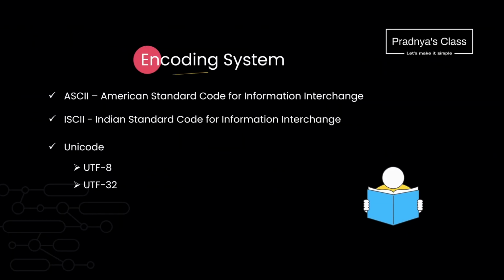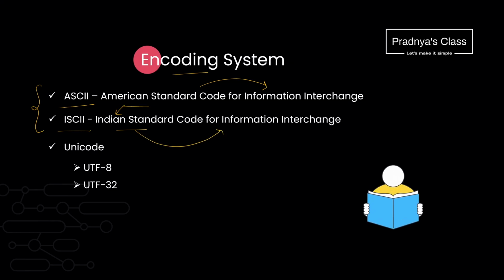Let's quickly go through the third topic, that is the encoding system. You may get a question where you need to expand these terms. The first one is ASCII. It is the American Standard Code for Information Interchange. And the second one is ISCII. It is an Indian standard because it supports Indian languages. So, Indian Standard Code for Information Interchange. The third encoding system is Unicode, where you have 3 types: UTF-8, UTF-16 and UTF-32.